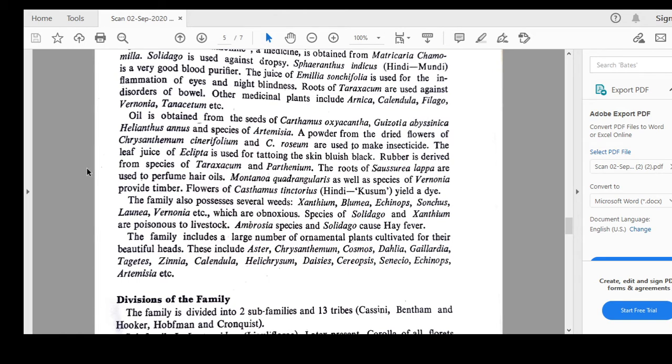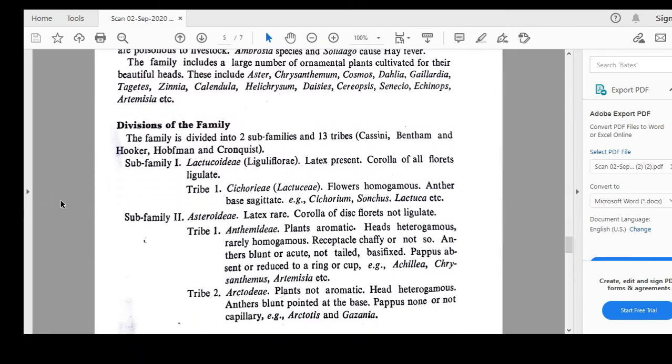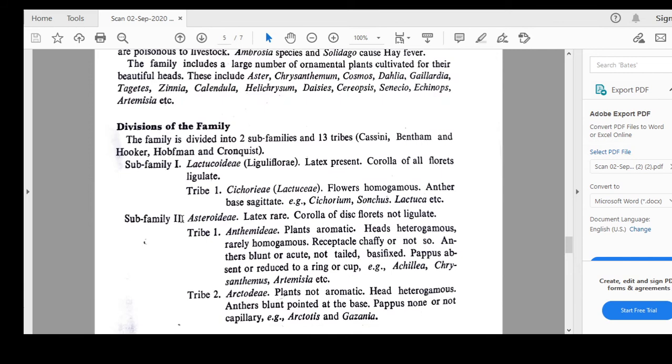Powder from dried flowers of Chrysanthemum cinerariifolium and Chrysanthemum is used to make insecticides. The leaf juice of Eclipta is used for tattooing the skin and more. Now, divisions of the family. The family is divided into two subfamilies and 13 tribes.